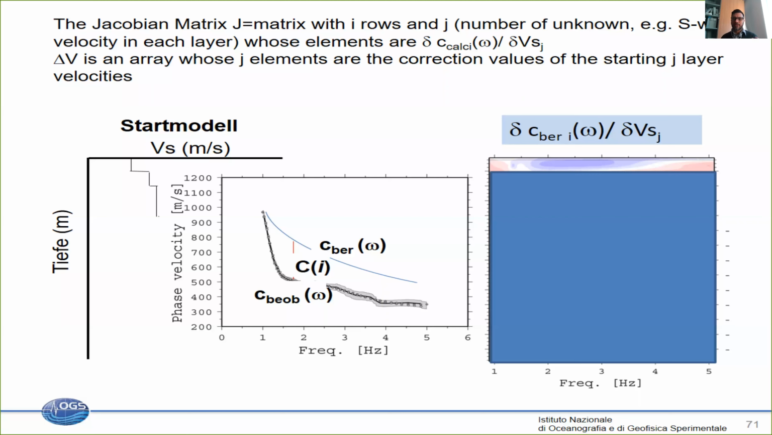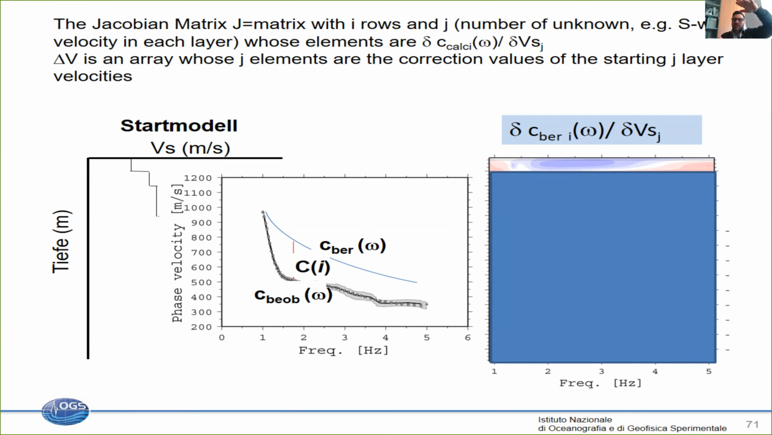What is the deepest layer? The deepest layer depends again on the wavelength. So here we have, let's say, 1000 meters per second at 1 hertz. So we have a wavelength of 1 kilometer. It means we can investigate down to nearly 500 meters, more or less.